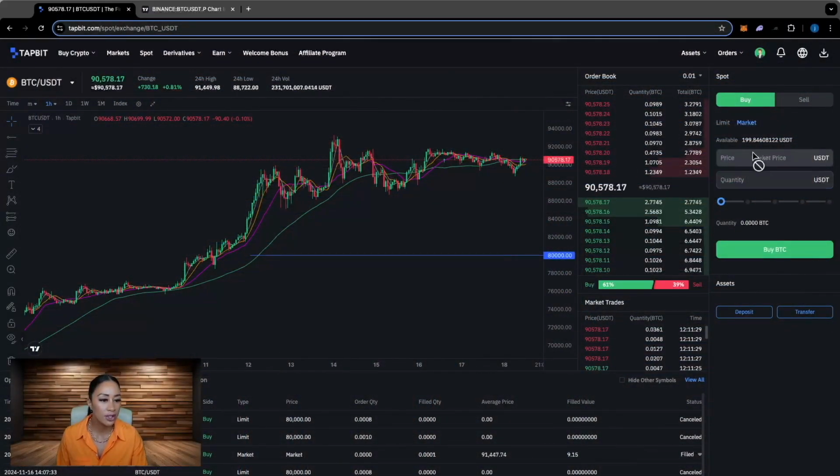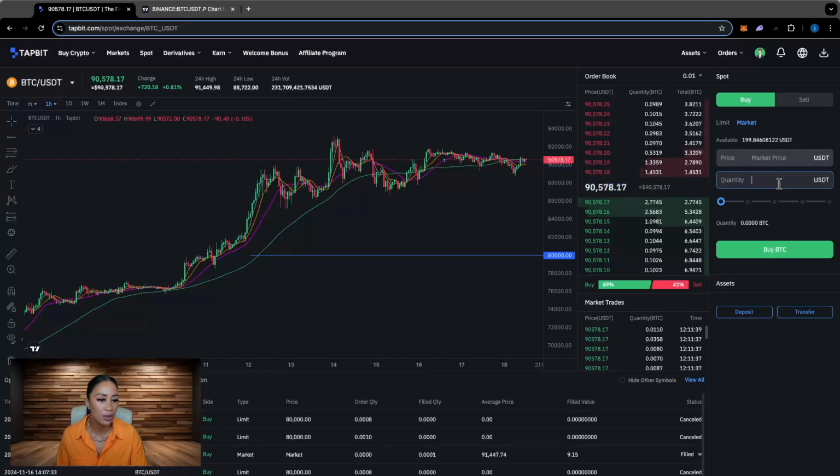With a market order, you're not setting a specific price like you would with a limit order. Instead, you're agreeing to buy or sell immediately at the best available price in the market. So if you're ready to buy Bitcoin right here, right now, then a market order is the way to go. So once you click market, there's no need to put a price in here. As I said, it's going to get you in at the best available price.